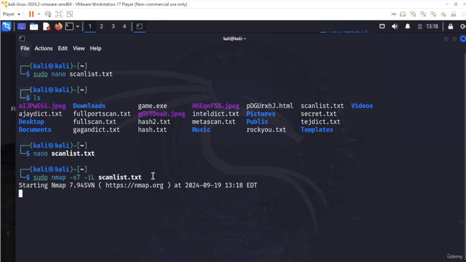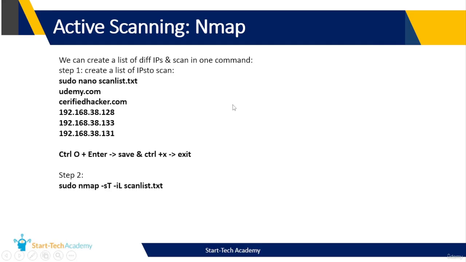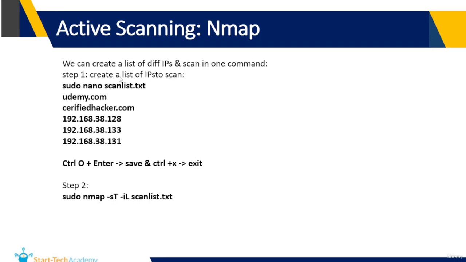So that's all for this exercise. We'll stop this and let's take a look at what we just did. As you can see, we first created a scanlist.txt. We populated some websites and some IP addresses. We saved the file with a Control O and press enter, and then Control X to exit. So the file scanlist.txt was saved, and then we typed nmap -sT -iL, that is IP list, and give the name, and that's it.